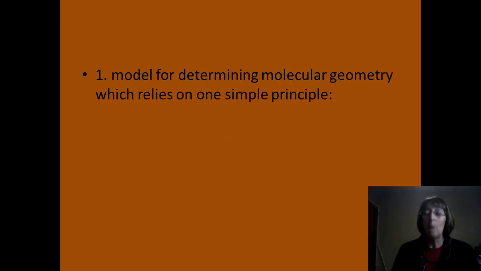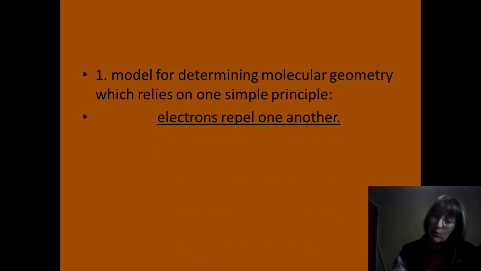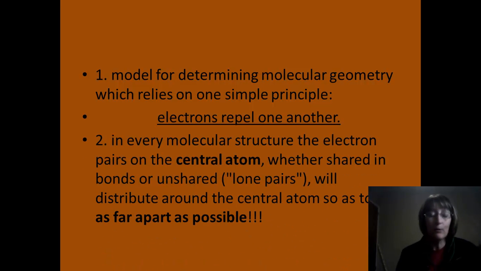Okay, so it's a model for determining molecular geometry, which relies on one simple principle: electrons repel each other. In every molecular structure, the electron pairs on the central atom, we're just focused on the middle atom there, whether the electrons are shared in the bond or unshared. If they're unshared, we call them lone pairs of electrons. They will spread themselves around the central atom so as to be as far apart as possible. So, electrons want to get as far apart as possible from each other. But we're only looking at the electrons on the central atom.